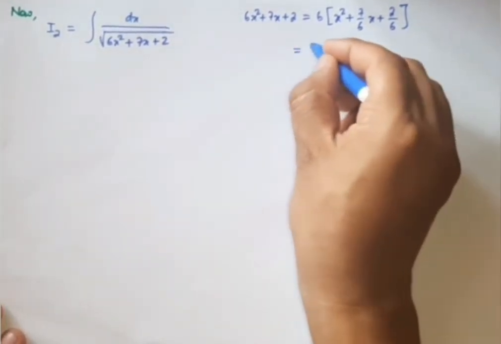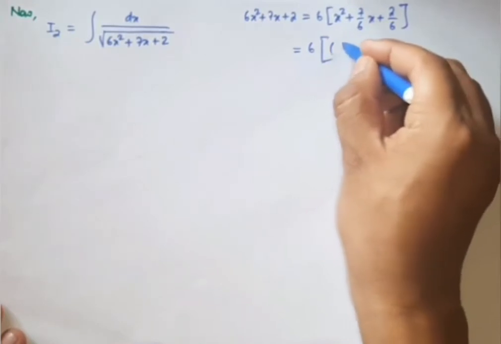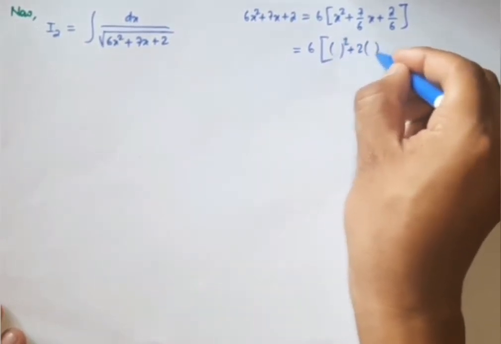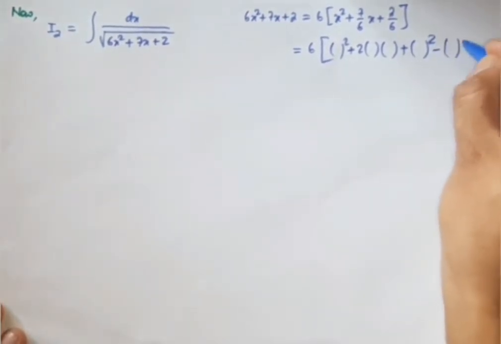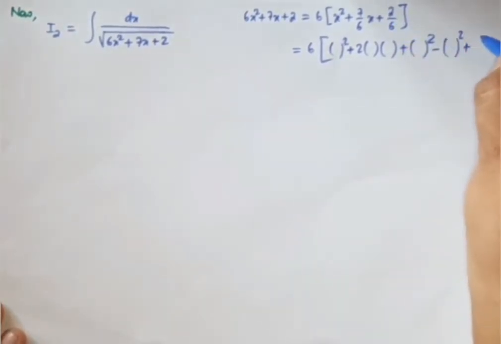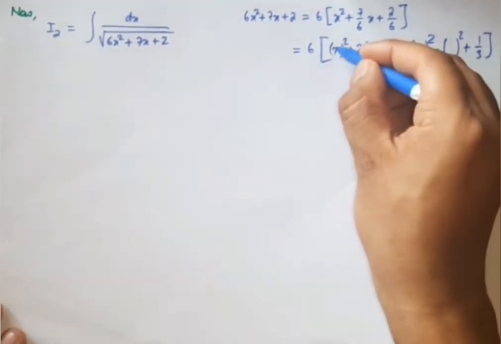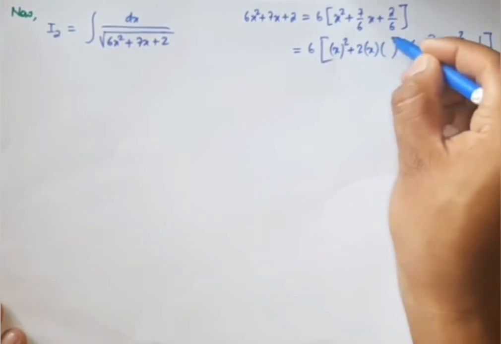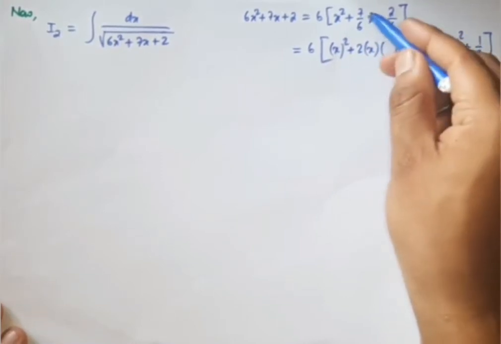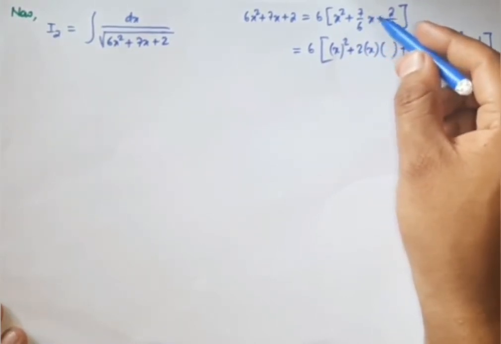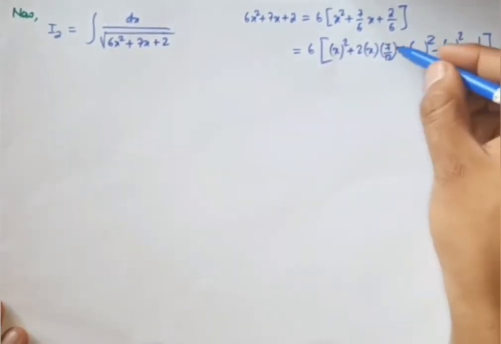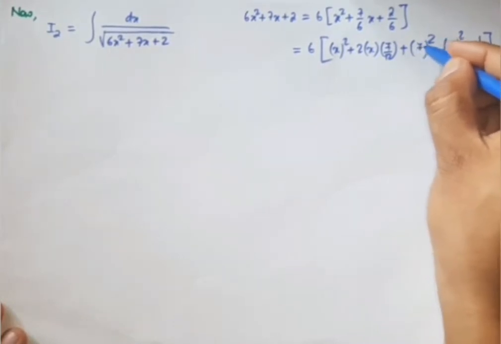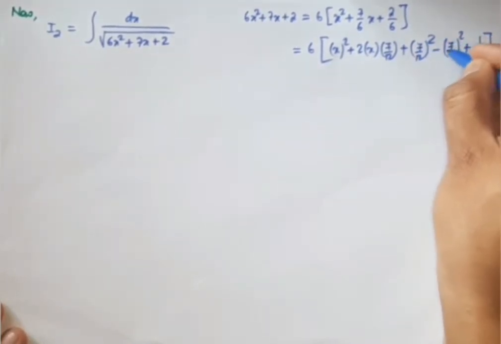Okay, so 6 is kept outside, so this has to be written as a squared plus 2ab plus b squared minus b squared plus this is how much? 1 by 3. All right, so we have a squared plus 2a. Now b has to be chosen in such a way so that I'll get 7 by 6. So the number has to be exactly 7 by 12, right? Okay, so b is 7 by 12, so this also becomes 7 by 12 here.